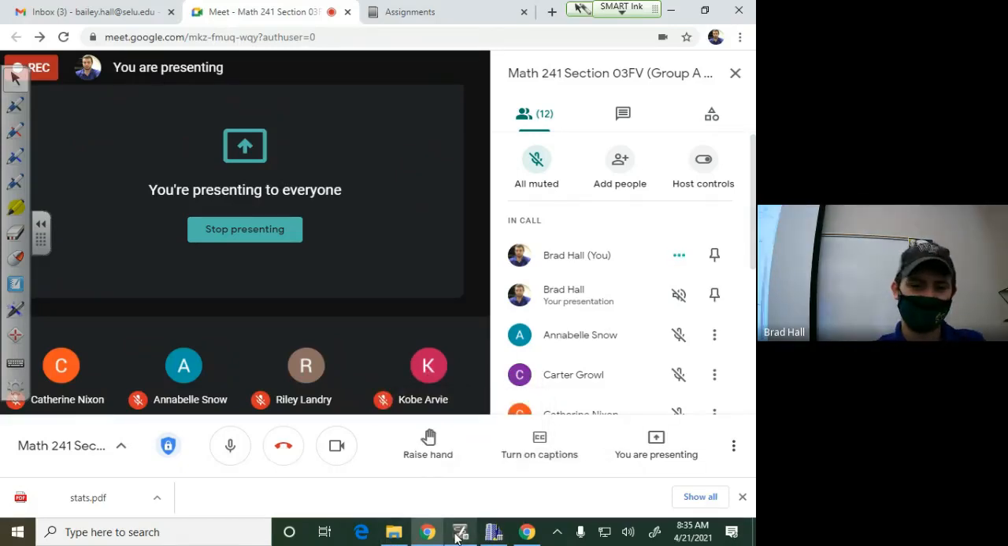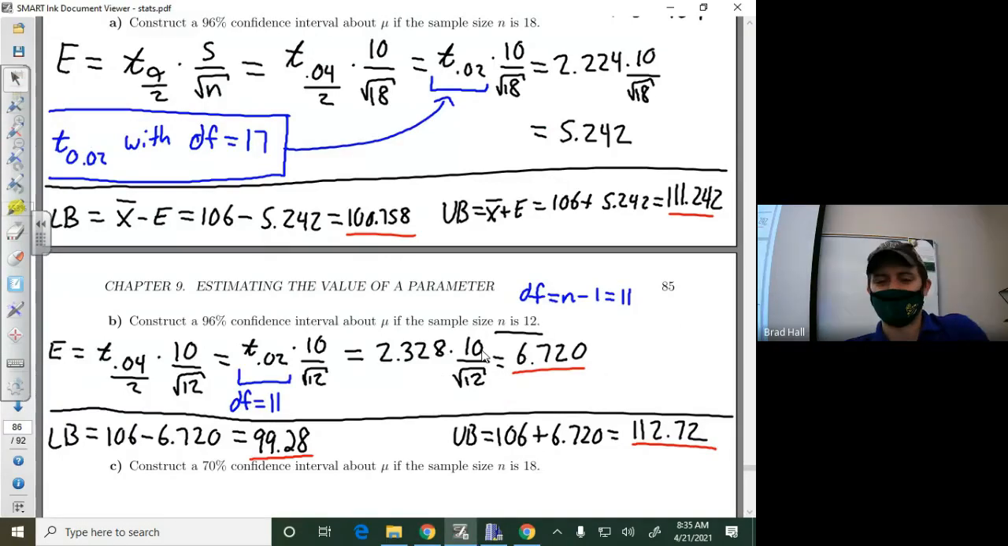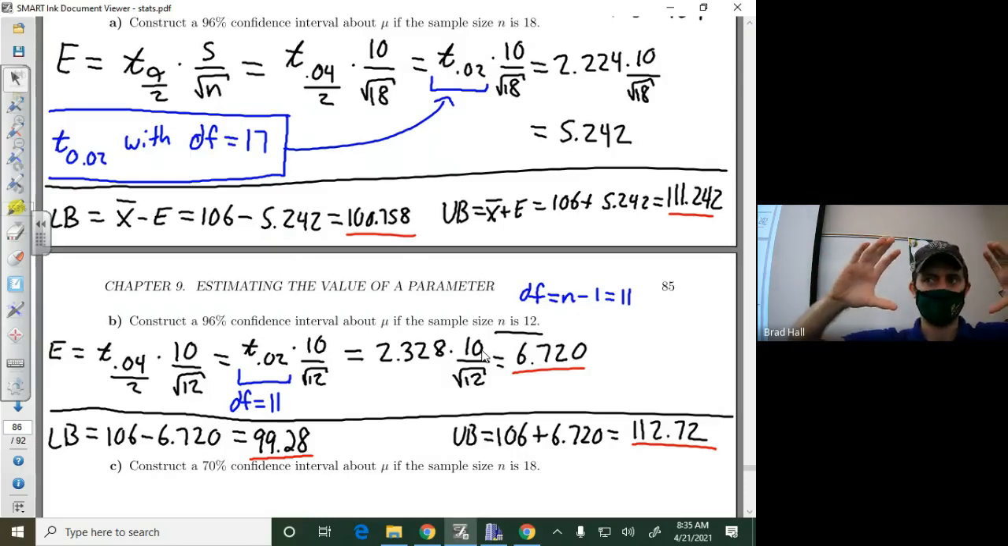So what this tells us is, notice that when we changed our sample size from 18 to 12, our interval got slightly larger, because we went from 100 and 111 to these boundaries being stretched out a little bit further to 99 and 112. This is because if we have less samples to go off of, we have less confidence in our interval. So we need to expand it a little bit further in order to have more confidence.